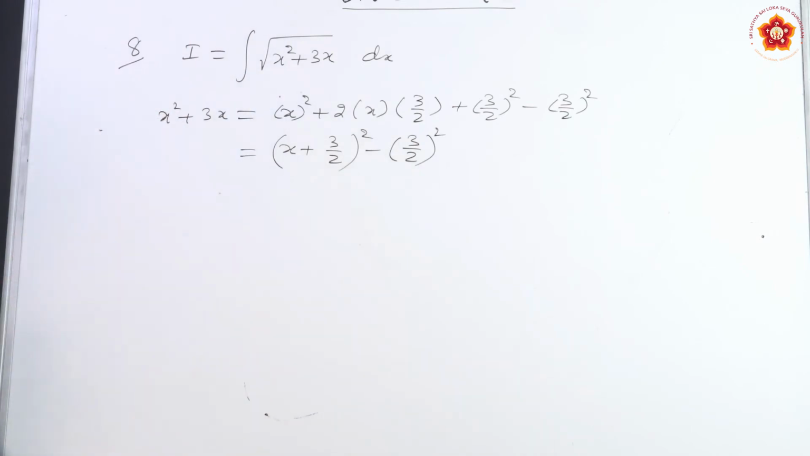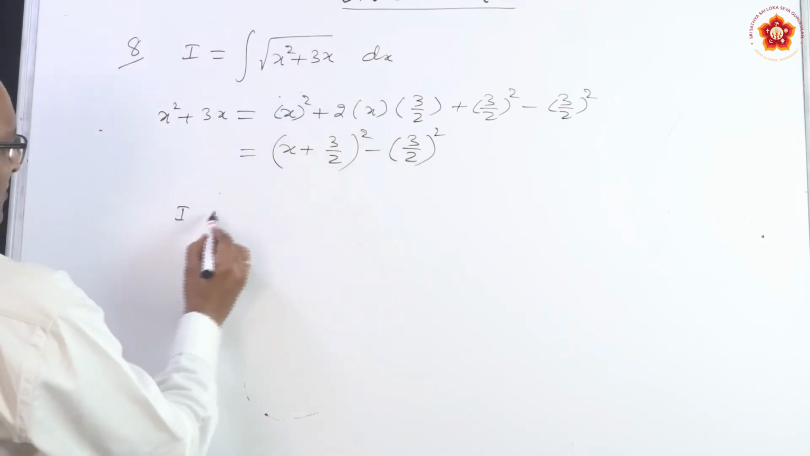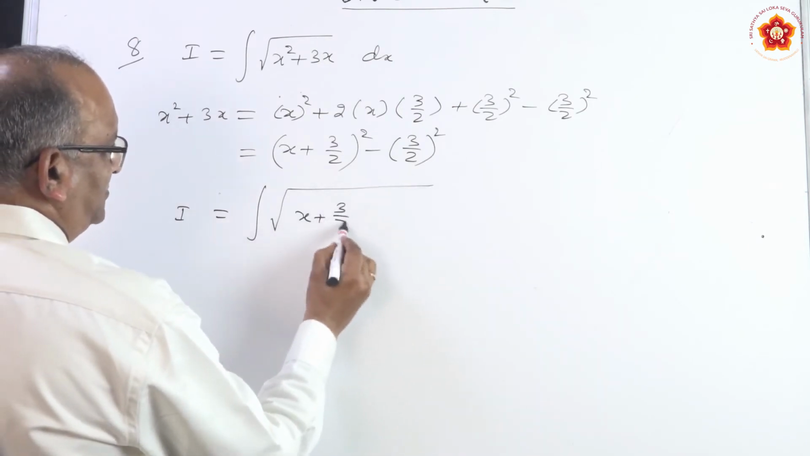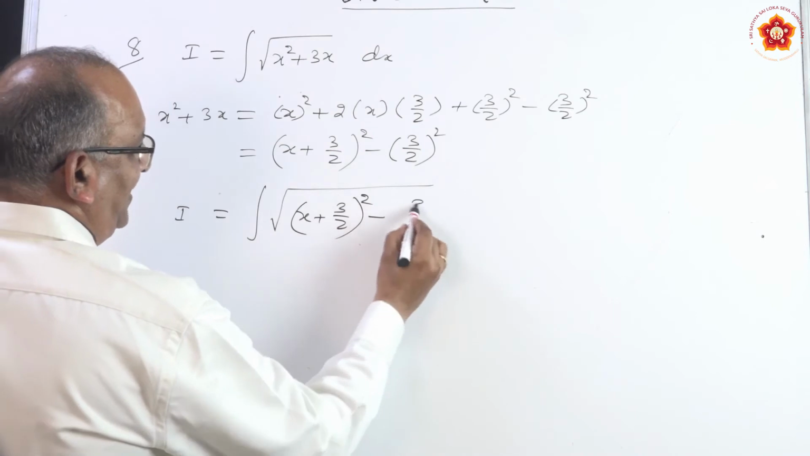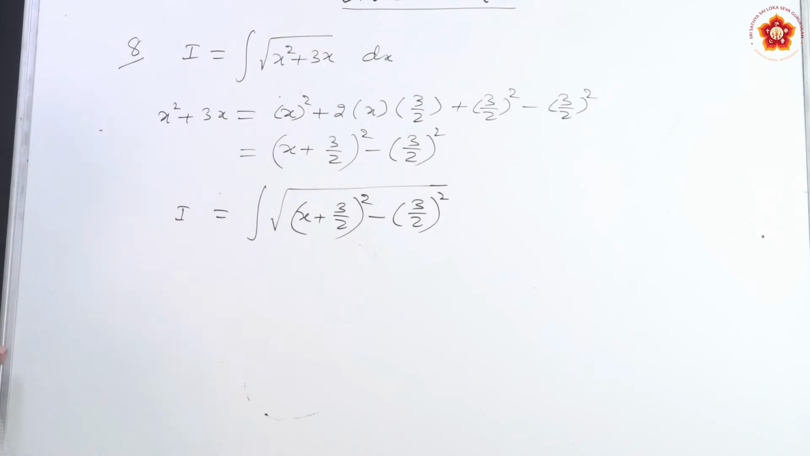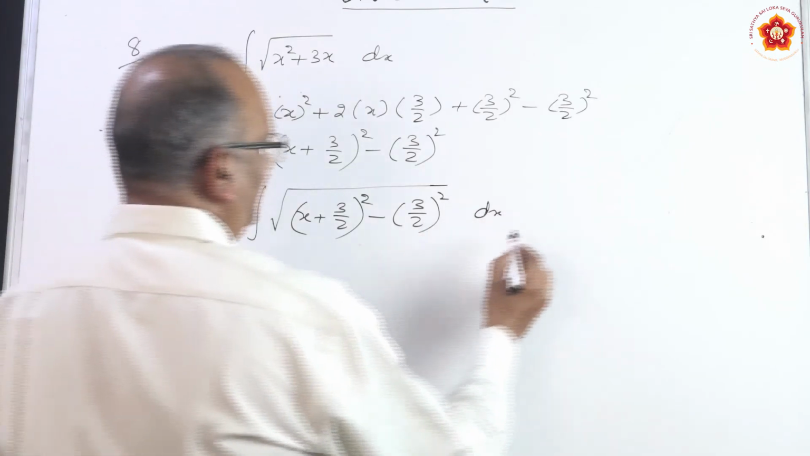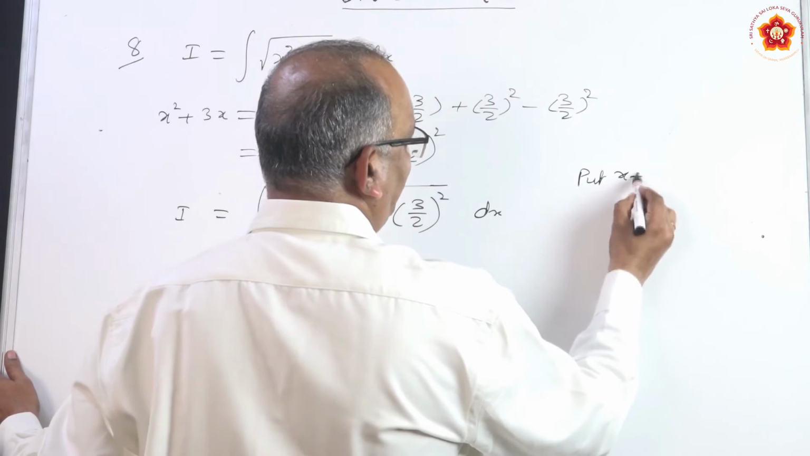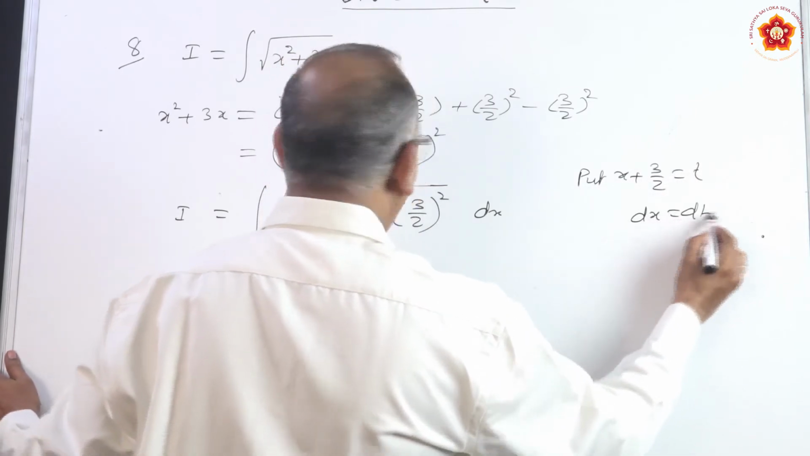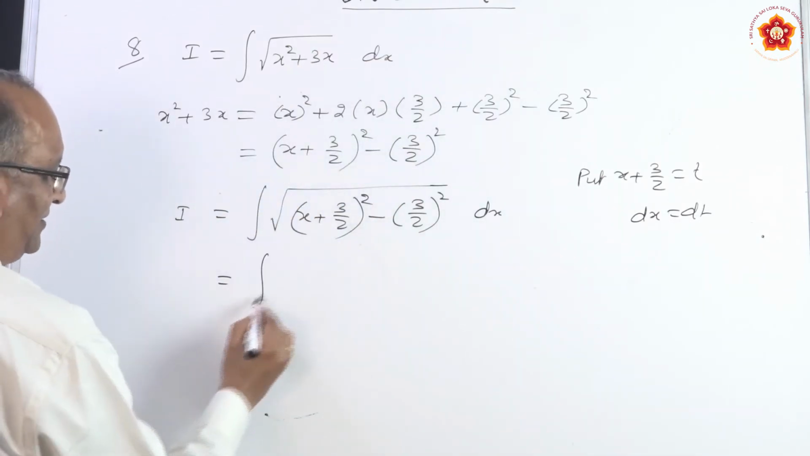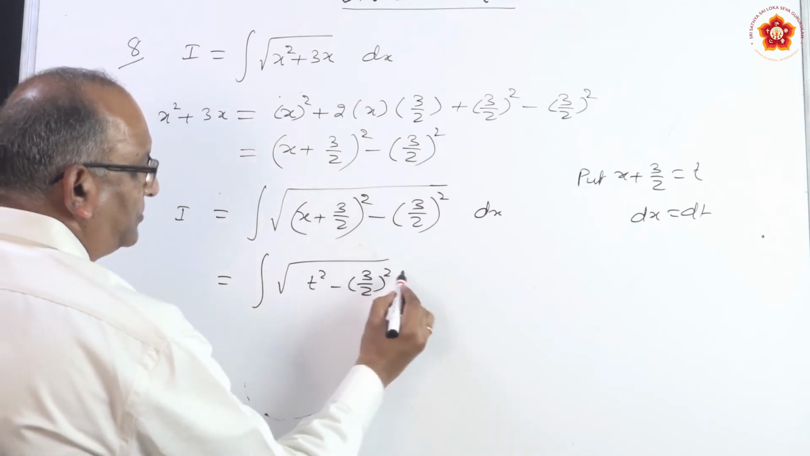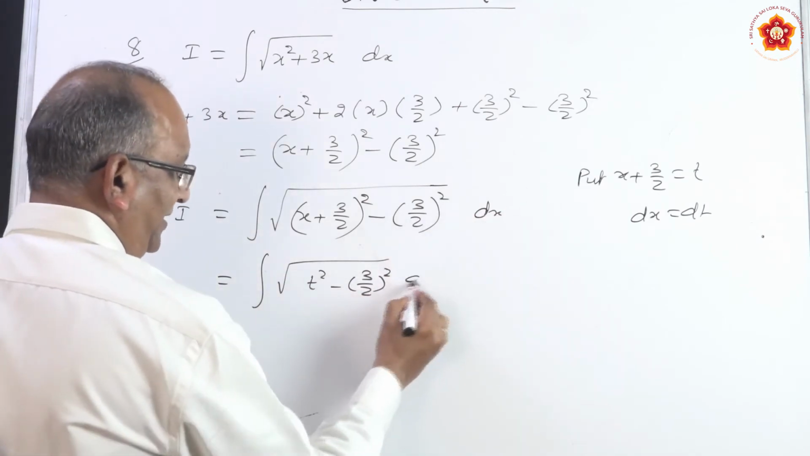Substitute now in the function and go for integration. So, I is equal to integral of x plus 3 by 2 square minus 3 by 2 square dx, and put x plus 3 by 2 as t. You will get dx equal to dt, and this will get simplified under root of t square minus 3 by 2 square, dx became dt.